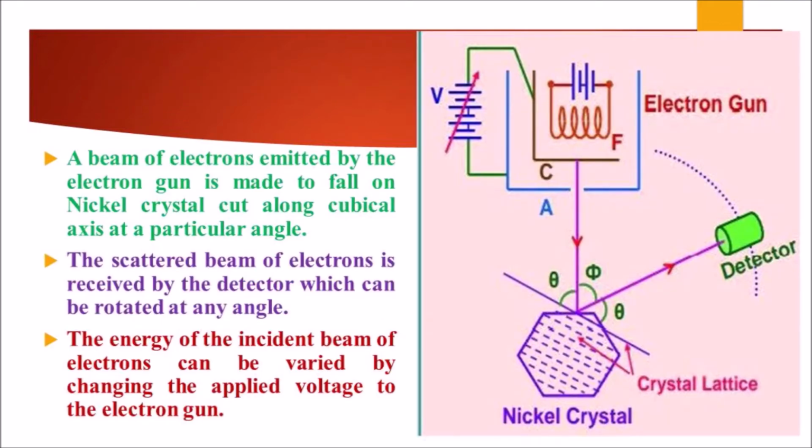From the figure, F is the filament, C is the cathode, A is the anode, and V is the voltage, that is the battery. Initially, a beam of electrons emitted by the electron gun is made to fall on a nickel crystal cut along the cubical axis at a particular angle. The scattered beam of electrons is received by the detector, which can be rotated at any angle. The energy of the incident beam of electrons can be varied by changing the voltage applied to the electron gun.